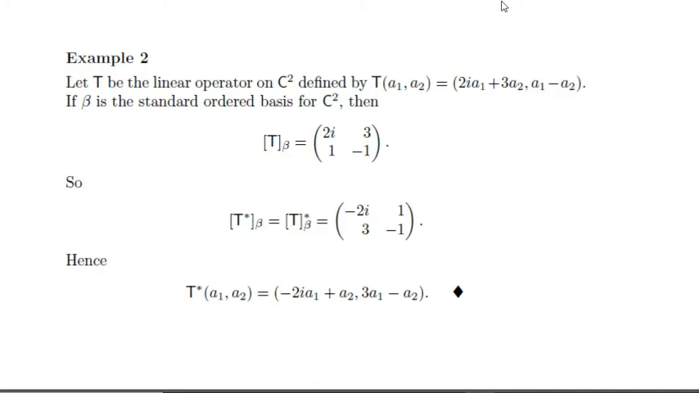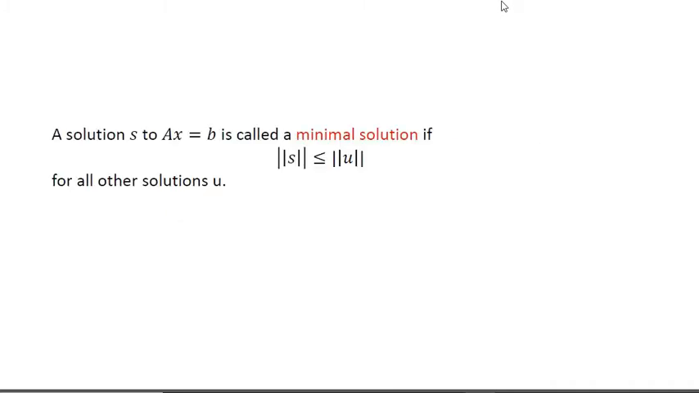So using this we can find the adjoint operator T star. Suppose you are given that T is defined as T(a1, a2) = (2i a1 + 3a2, a1 - a2). You can generate the matrix [T]beta and find the adjoint of this matrix. It will come out to be [-2i, 1; 3, -1]. So you can write T star of (a1, a2) as (-2i a1 + a2, 3a1 - a2), with the second row 3a1 minus a2.